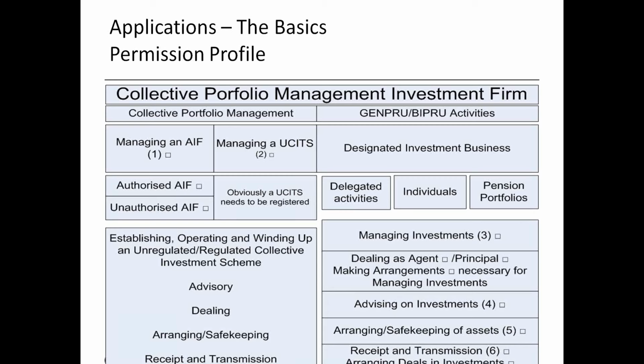So a CPM or collective portfolio management firm will be managing an AIF or managing a UCITS. In both cases, we believe it's clear that if you're undertaking those permission profiles, you don't need the other permissions, in particular advising, dealing, arranging, receipt and transmission, etc. However, if you are looking to provide portfolio services to other types of entities, such as you're delegated to another AIFM, you're providing services to individuals, or you're providing services to pension portfolios, you'd be expected to have a managing investments permission.